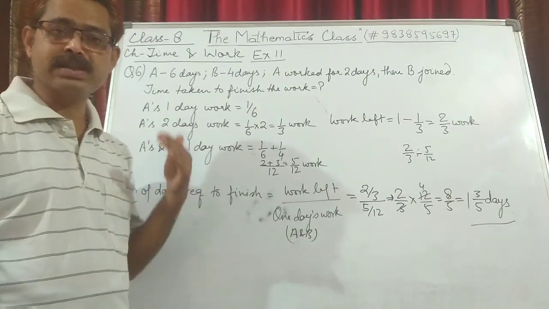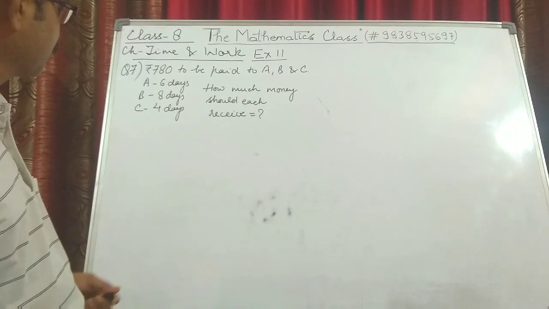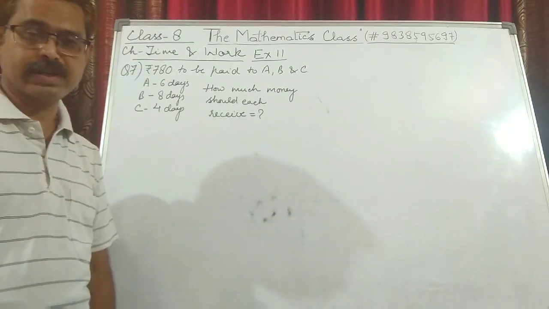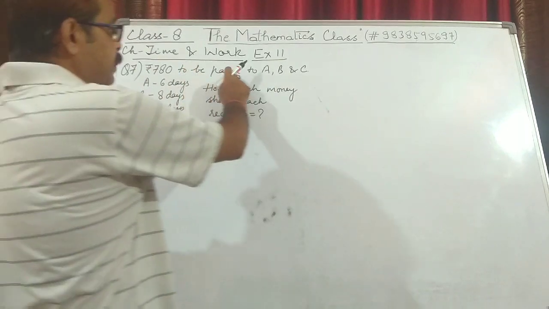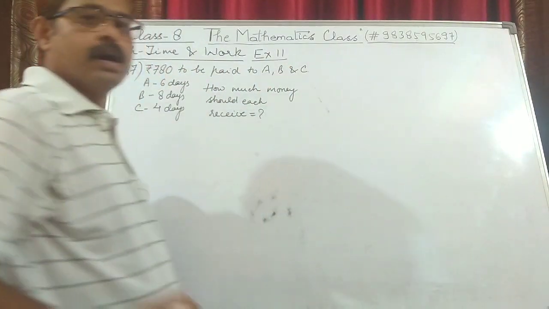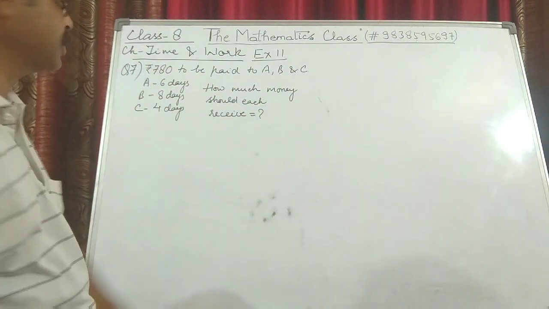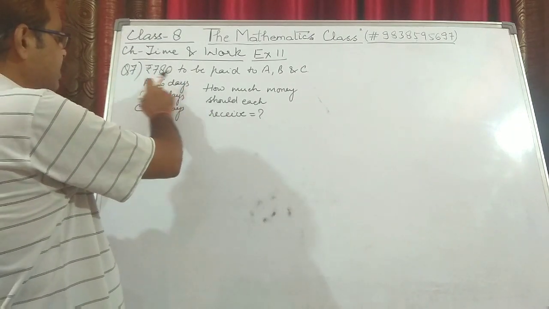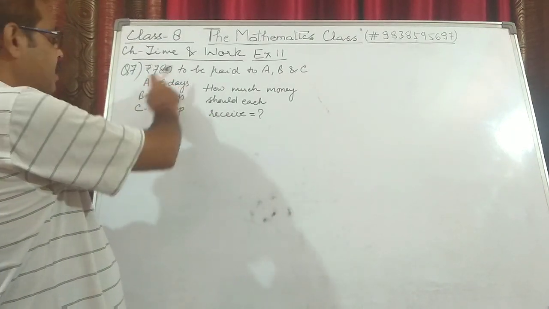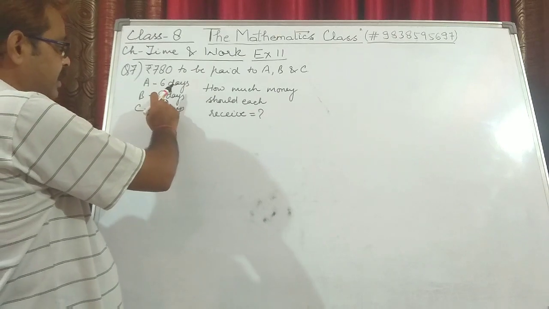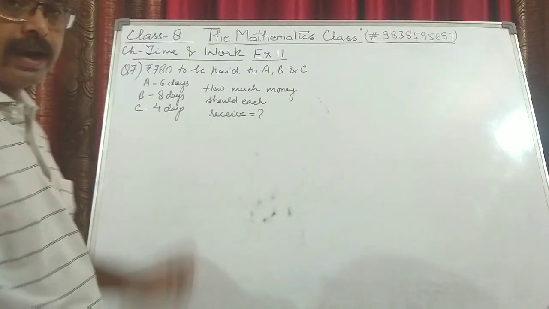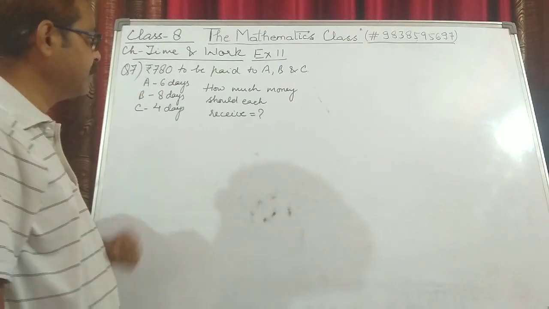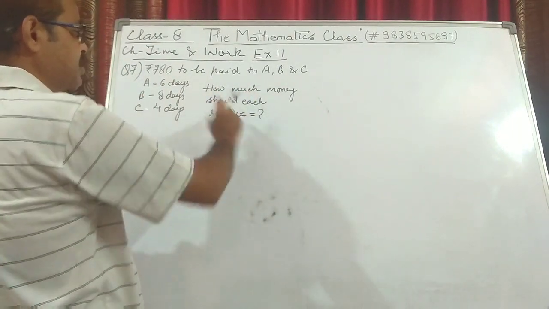Now we move on to the 7th question. Now next question is question number 7. Question says rupees 780 is to be paid to A, B and C according to their efficiency, because A can complete a work in 6 days, B can complete the same work in 8 days and C can complete the same work in 4 days. It means their efficiencies are very different. They say how much money should each receive.